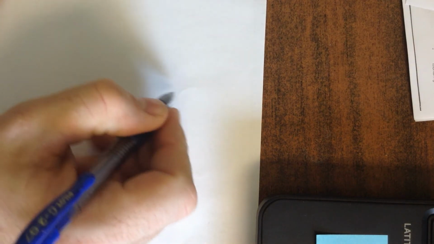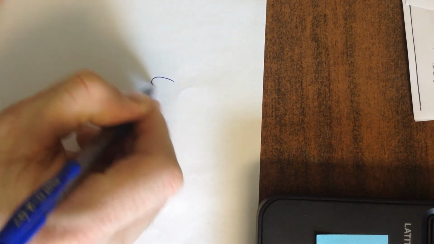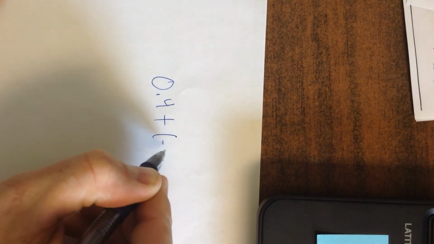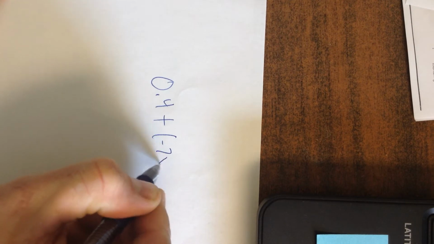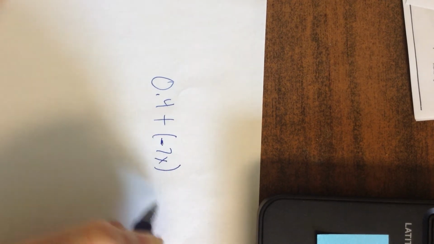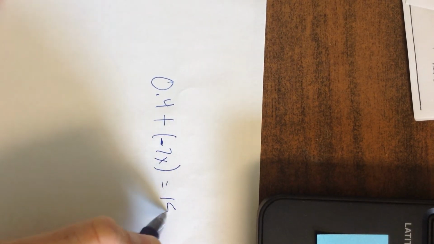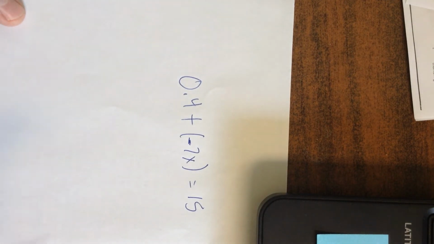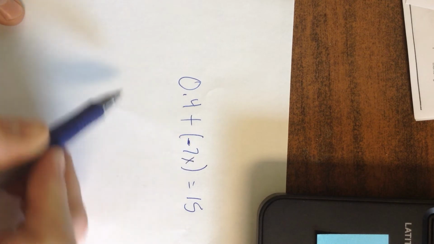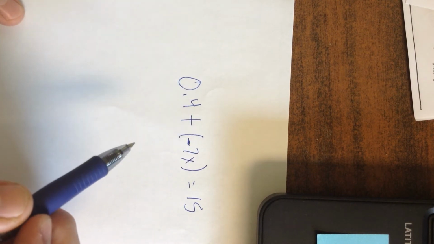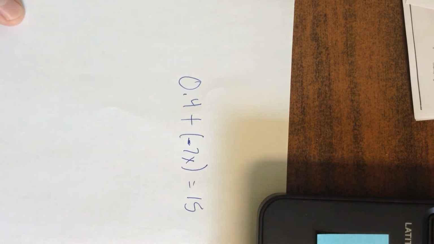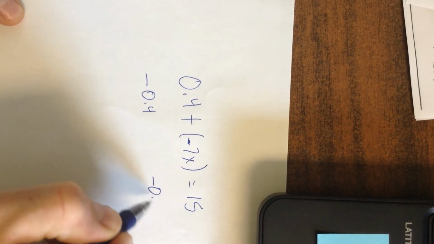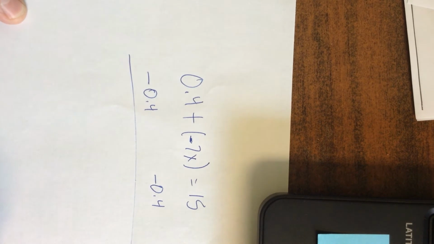Let's go with something pretty simple, straightforward. Let's go with 0.4 plus negative 7x, and that's going to be equal to 15. Same thing as usual, what's happening to the x right now? It's being multiplied by negative 7, and it's being added by 0.4. So everything's about opposite still. So subtract 0.4, subtract 0.4.